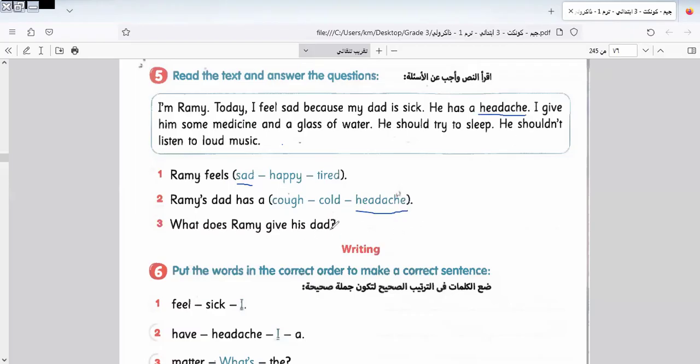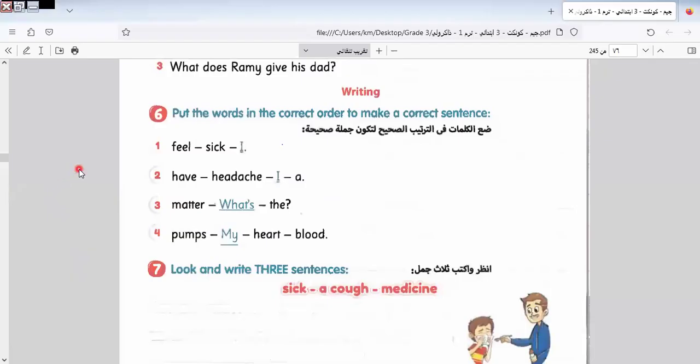Rami feels what here? As we know, in this sentence, sad. Rami's dad had a headache, as we note in this text. What does Rami give his dad? Here the verb must be in the simple tense, adding s to the verb. Rami gives his dad some medicine and a glass of water. Okay, let's go to the next question in this exercise. Here we have the subject, verb, object.